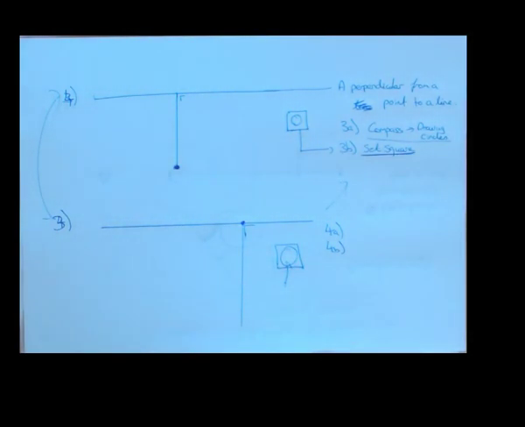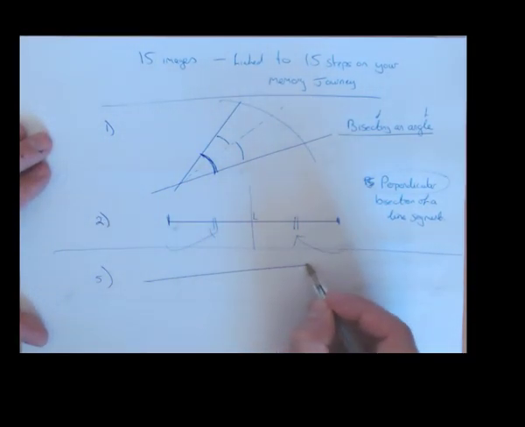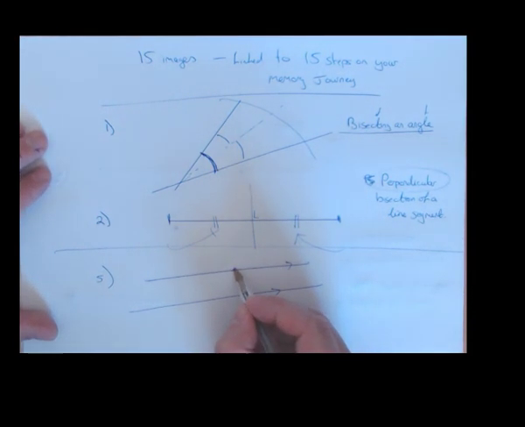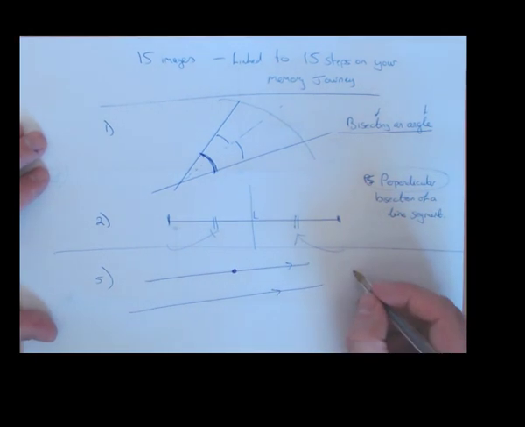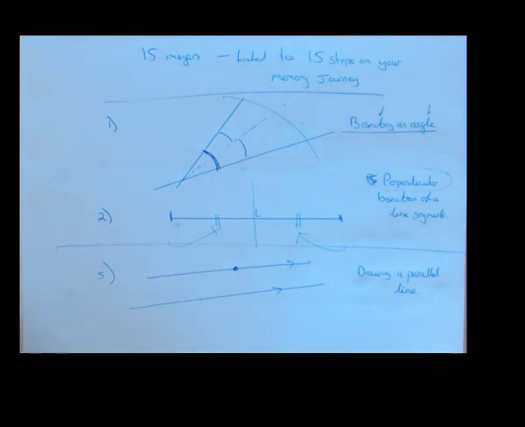Okay? What is image number 5? Image number 5 is of train tracks. Okay? What we know about train tracks is they are parallel to each other. So image number 5 is about drawing a parallel line. Okay? Now I apologize for the slight mix-up in the order on this, but these are the first 5 that I want you to recall.